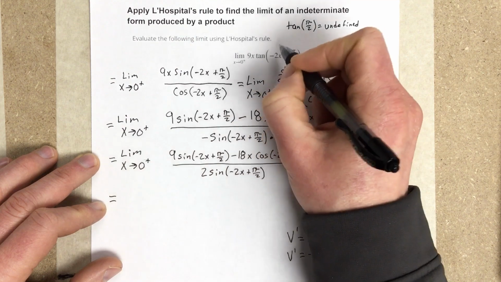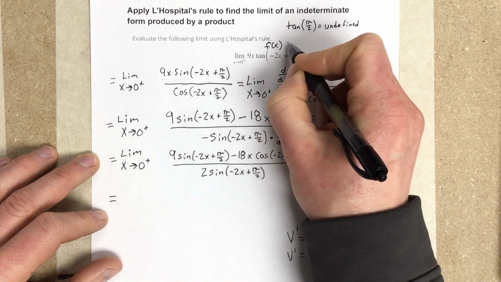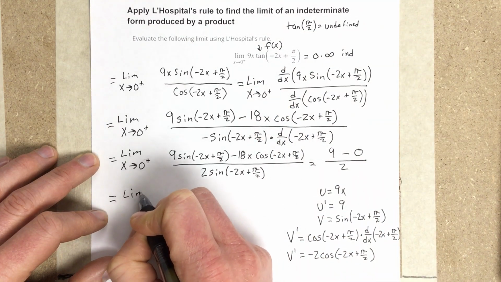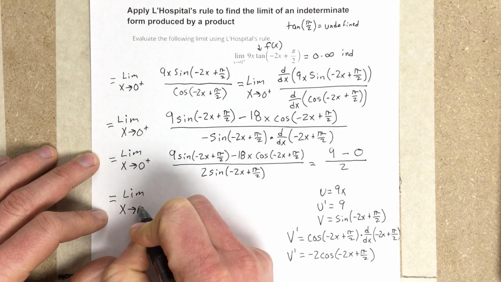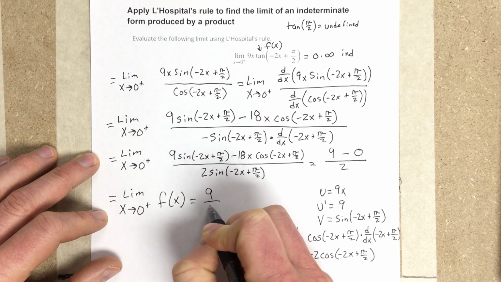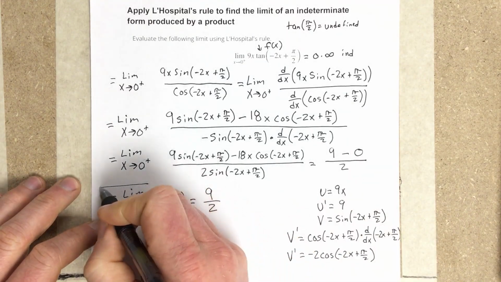So this is my original function, f of x, right here. So the limit as x approaches 0 from the right of f of x is equal to 9 over 2. And that's an application of L'Hopital's rule.